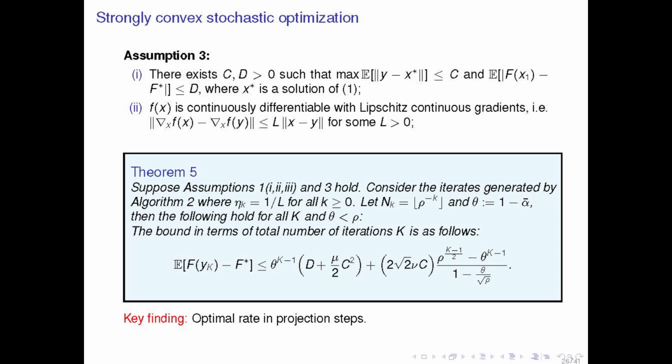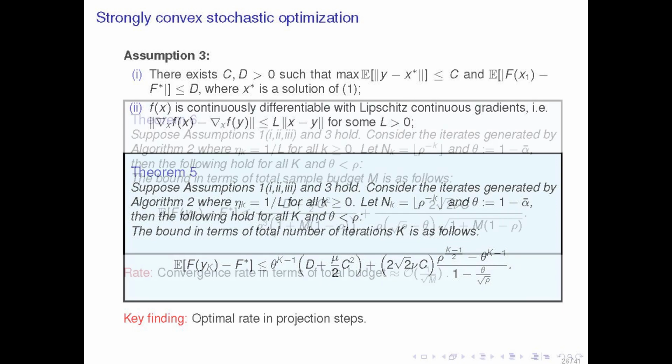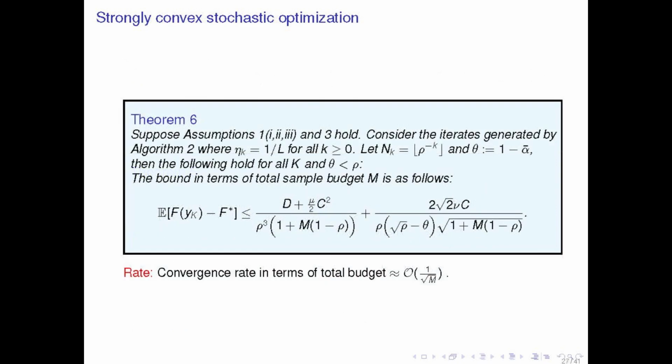The rate is a little different because I have a theta and a rho, and this theta depends on alpha bar. I haven't put alpha bar here, but alpha bar is proportional to mu upon L. Once you have that, you can get the optimal rate in projection steps. But if you get the optimal rate, what is the loss in terms of statistical accuracy? Not much. You get the statistical accuracy that you desire. So these results are just analogs of the results for the smooth regime.